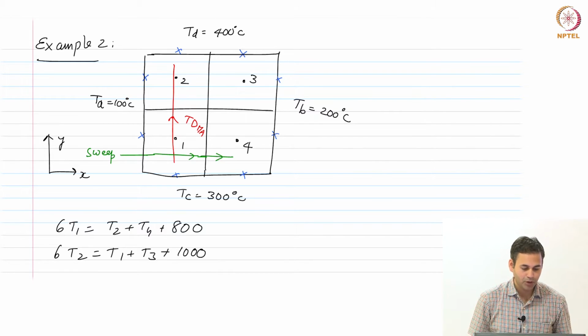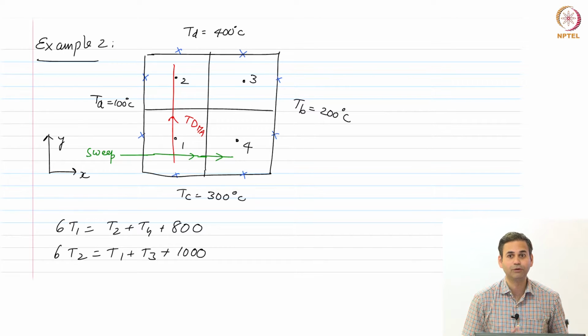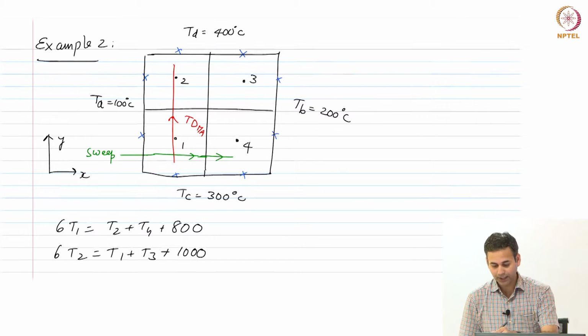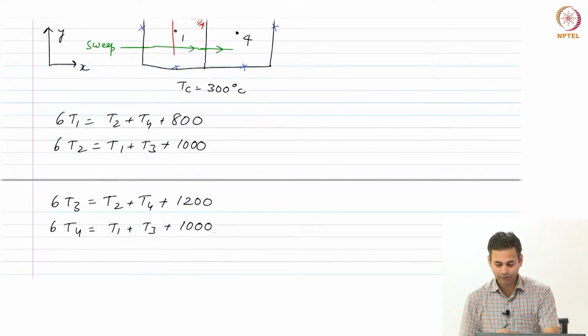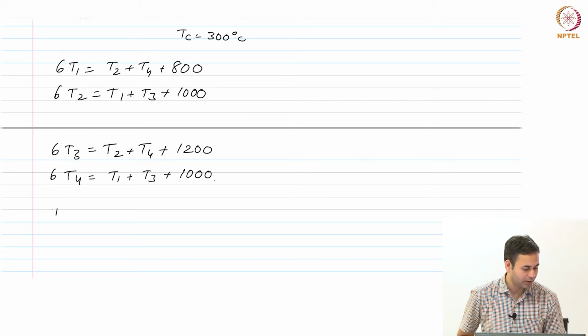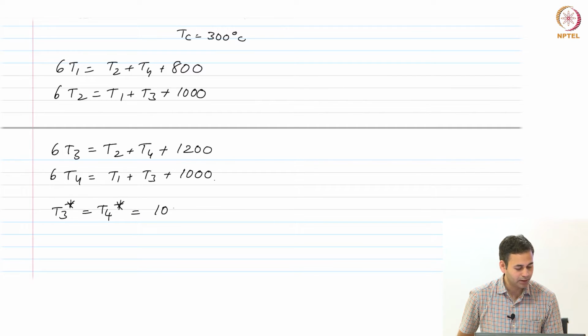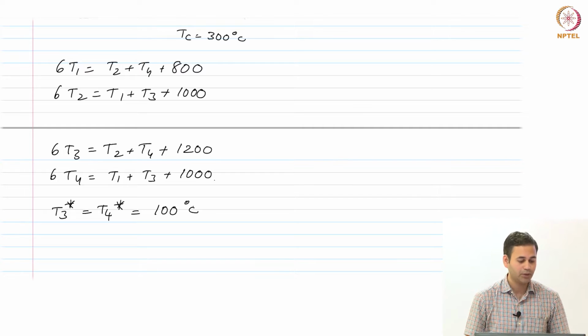Now, we need to guess values for the cells 3 and 4. In fact, we have to guess values for all of them, because we would be using T3 star and T4 star. So, let me start off with guess values of T3 star equals T4 star equals 100. I can also guess for T1 and T2, but it does not make sense because we are using a direct solver in that direction, so those values get overwritten anyway.